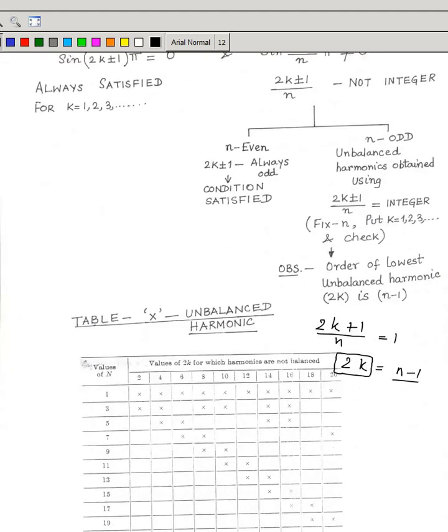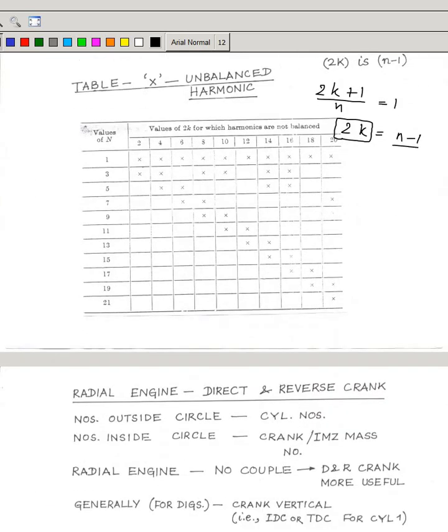So now you can look at this table. Suppose this is the value of twice k, the value of the harmonic, 2nd, 4th, 6th, 8th, 10th, and this is the value of number of cylinders. Suppose you take 3 as your number of cylinders, and if the harmonics are not balanced, then these are marked crossed. They are cross marked.